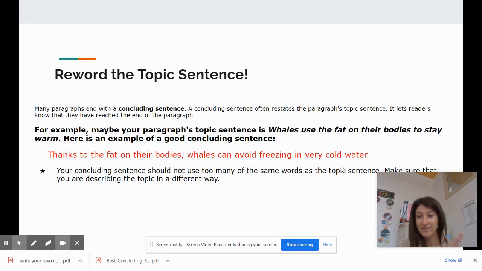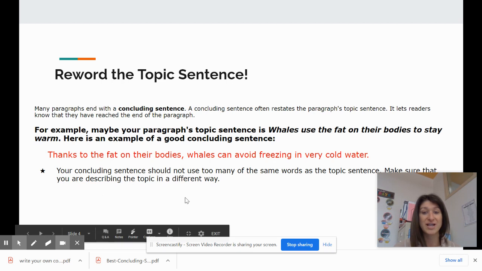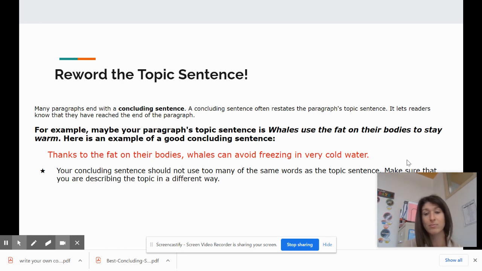So again, you're going to have all of your supporting details in between your topic sentence and concluding sentence. But if you notice, it restates or recaps what you've already talked about in your paragraph, but it says it in a different way. It should not use too many of the same words. It talks about the fat in their bodies, but it adds a little bit more information and says it differently.